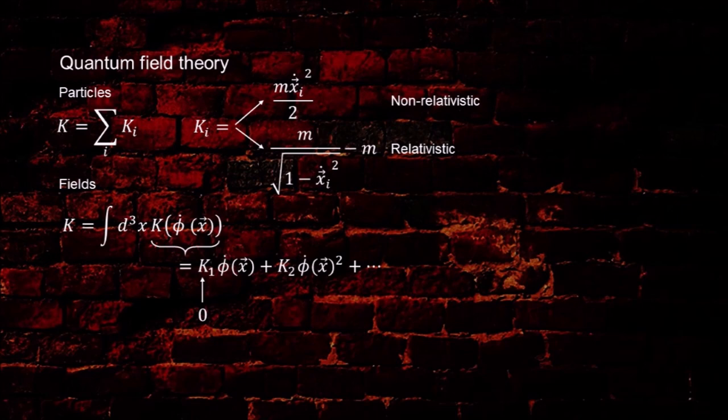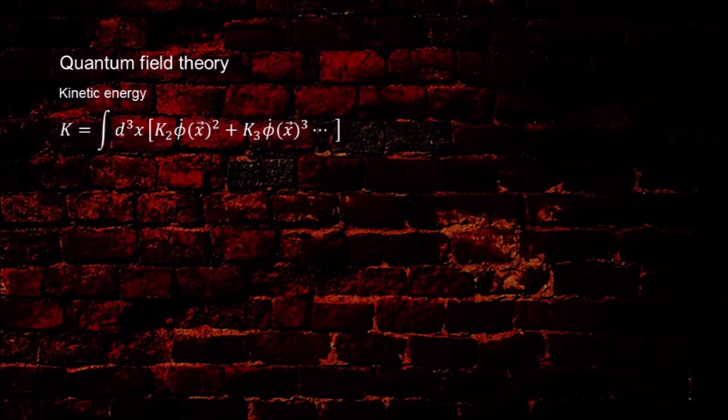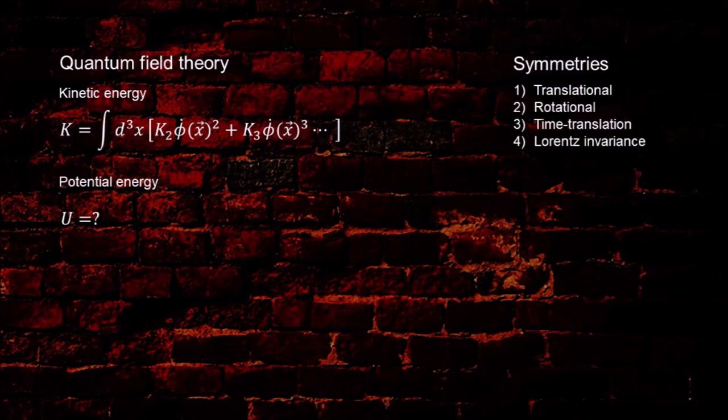K1 can also be set to zero, because phi dot can be both positive and negative, which for small phi dot would make the kinetic energy negative. Okay, what about potential energy? This is a tough one, because we have no idea how the field at one point interacts with itself at another point. However, we can figure out some of the terms that the field must have by imposing symmetry, in particular, Lorentz invariance.